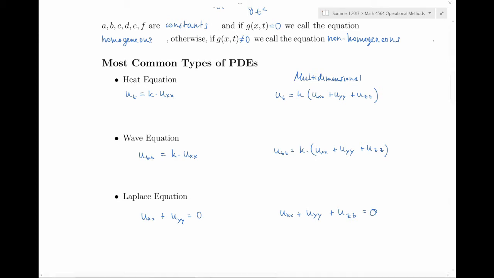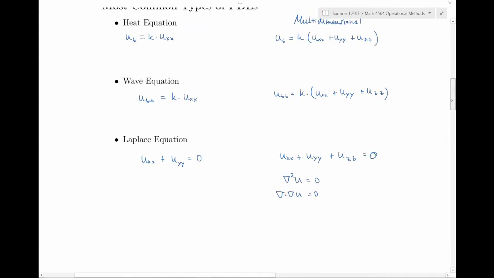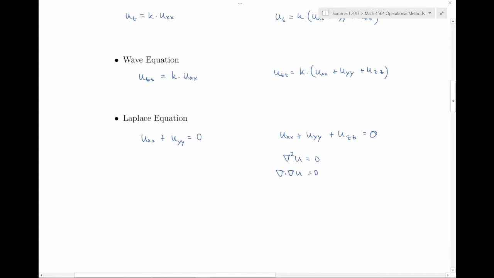The summation of second derivatives of the function in terms of spatial variables is called the Laplace operator, and sometimes written as either nabla squared u, which is the gradient sort of taken twice, or gradient in dot product with itself of u, or sometimes just marked as delta u equals 0. This is just a notation there to shorten the expressions that you're writing. Instead of writing 3 terms, you can just write 1, and everybody knows what you mean by it.